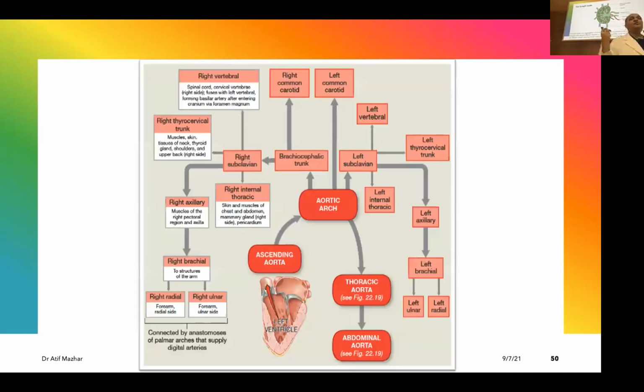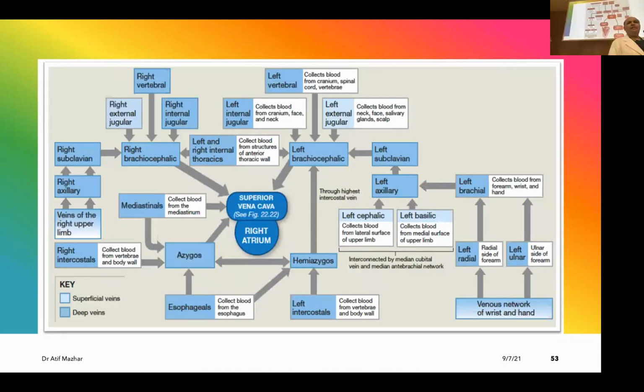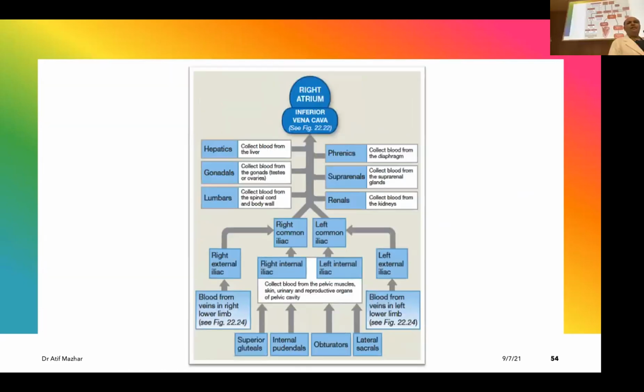So guys, this picture is showing you a summary of how the different arteries are branching and everything is going up, and the venous systems, how they are joining and draining. You'll be learning over 2 years. Don't worry, it's not a 1 hour job. Thank you very much.